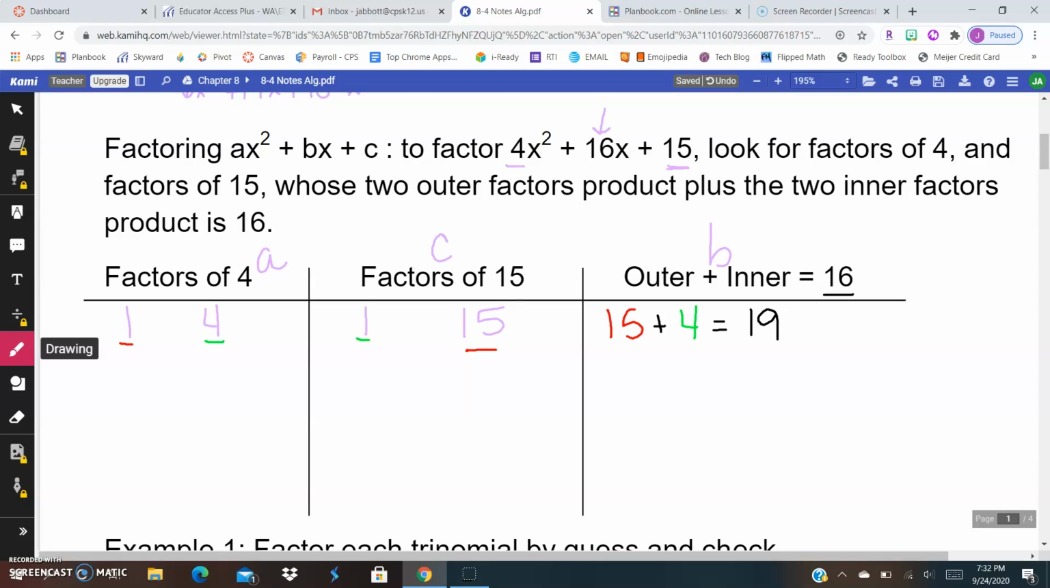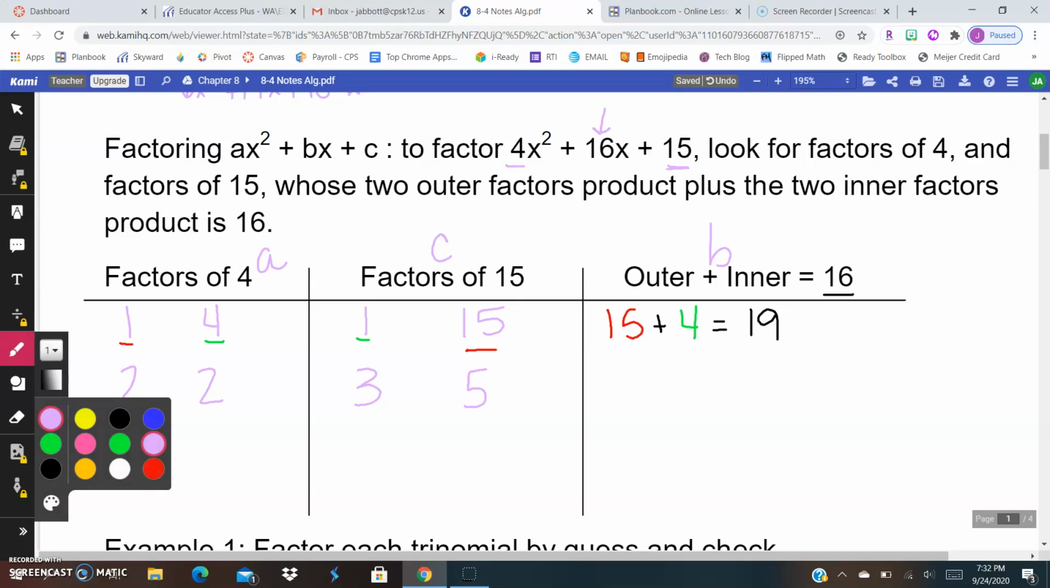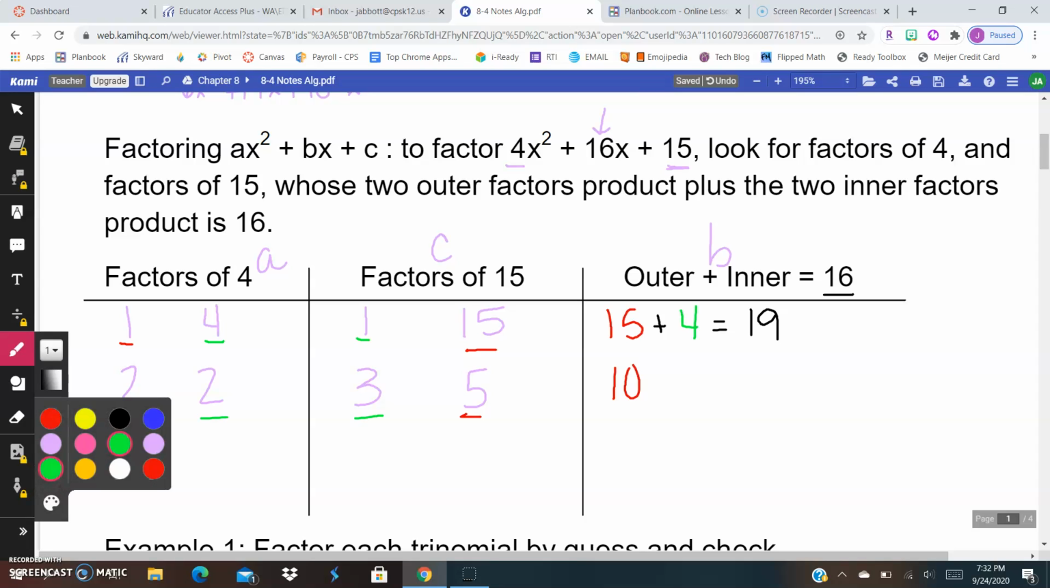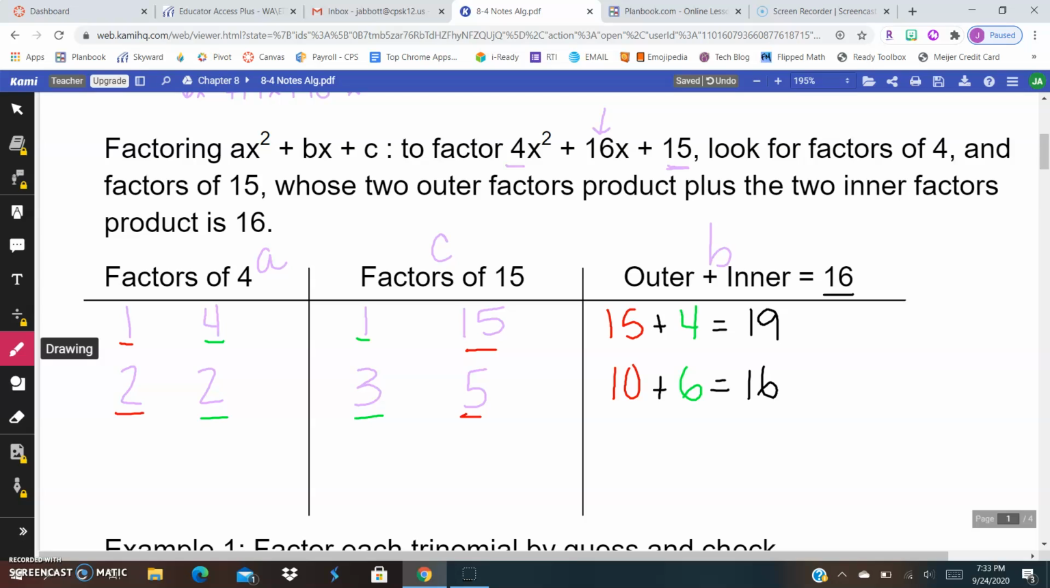So let's try factors of 4. We can try 2 and 2. And factors of 15, we can try 3 and 5. So our outer two terms would be 2 and 5, which make 10. And then our inside terms, 2 times 3, would give us 6. If we add those together, we get 16, which is exactly what we wanted. So we know these are the terms that we want to use to write our answer out.